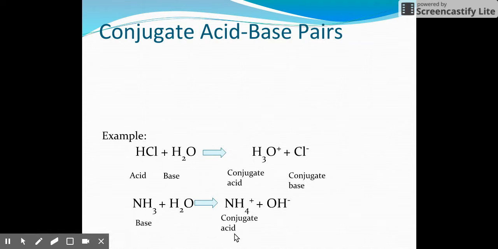Let's take a look at water. In the previous example, water was a base. Let's see if it is again here. Well, what does water do to go to the right side? It loses a hydrogen. That means that it's actually acting as an acid here, and what it becomes on the right side is the conjugate base.